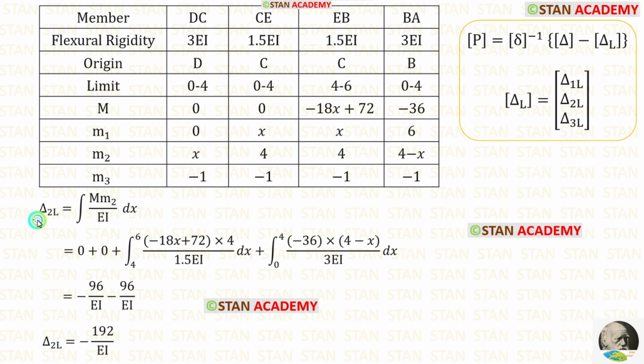Now let us find delta 2L. The formula is integration of m2 upon EI dx. Let us apply the values of m and m2 in the integrations.